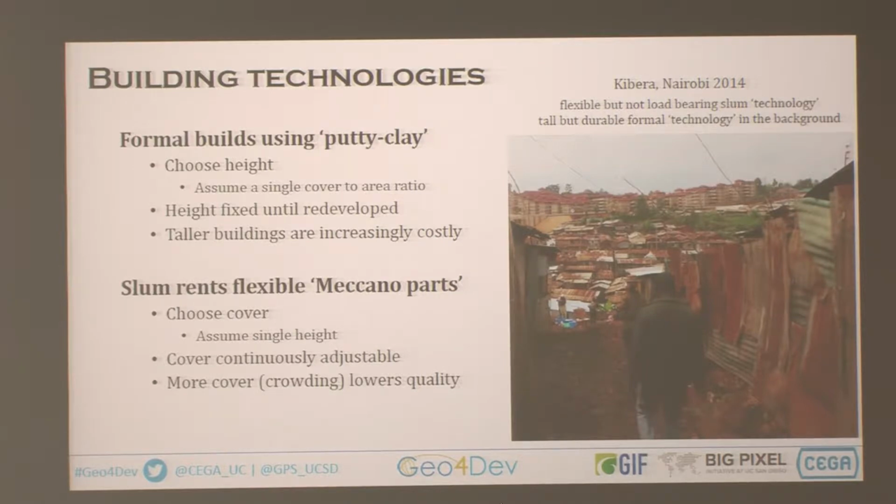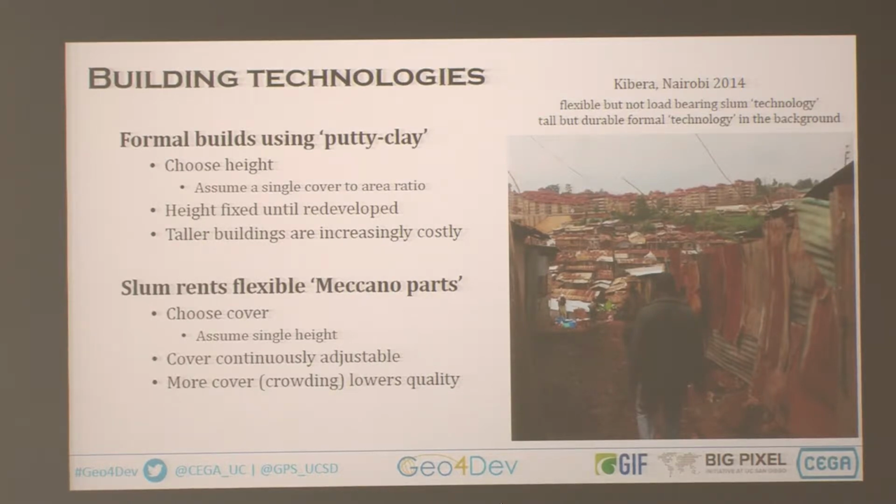So a land developer chooses an amount of volume to build on a piece of land at a specific point in time, and he can use one of two technologies. The first is this formal sector technology, which we call putty clay. So buildings can be sculpted, but once they're sculpted, they form clay. They're hard, they must be smashed to be replaced. And also there's an increasing cost to building tall in the formal sector.